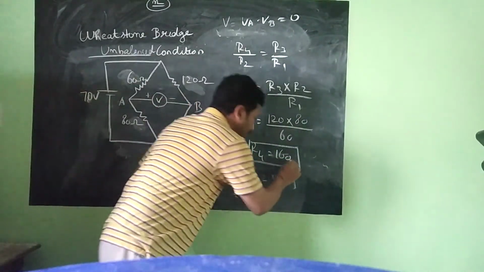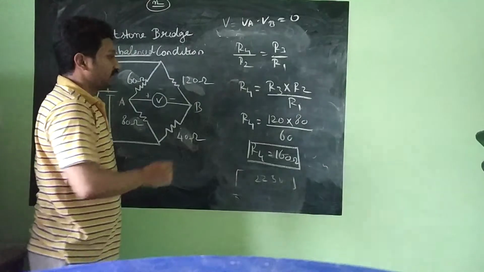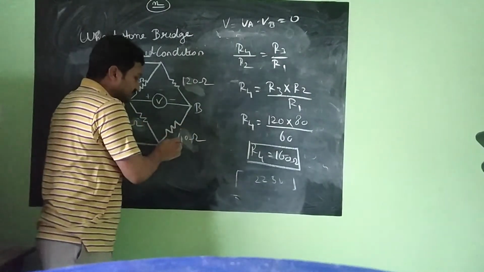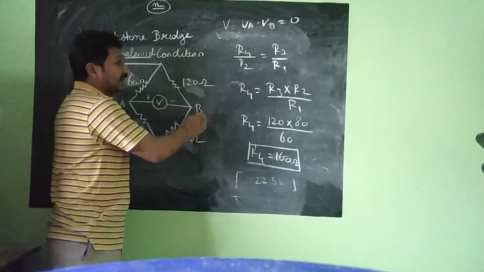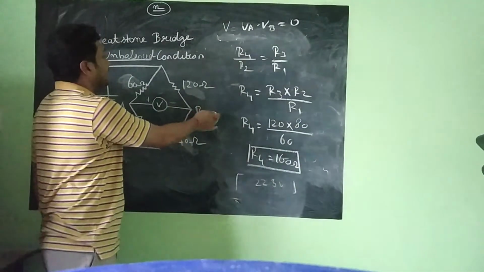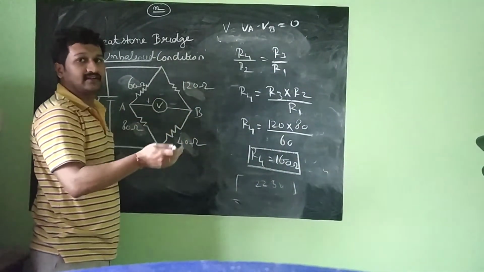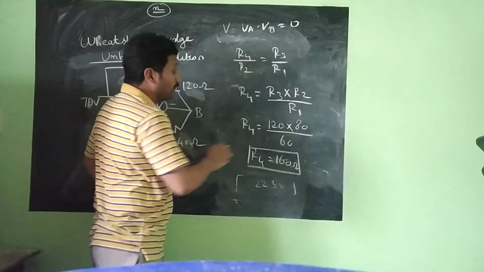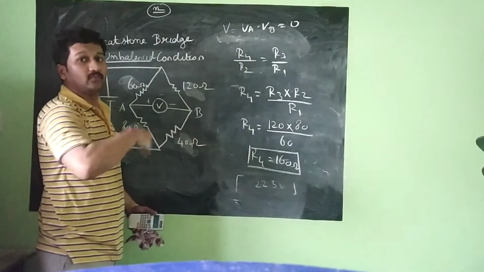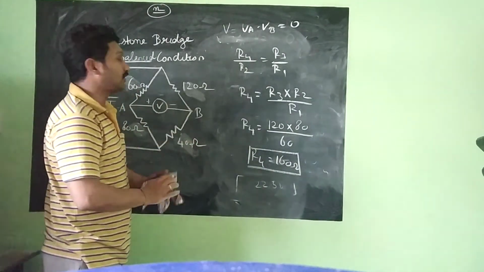So it means R4 equal to 160 ohms will be the resistor value that should be replaced for making the Wheatstone bridge balanced. I am taking R4 here. You can take any resistor, change any resistance value for the bridge to become balanced. So now how will we check? We found R4, but how will we check whether the bridge is balanced or not?